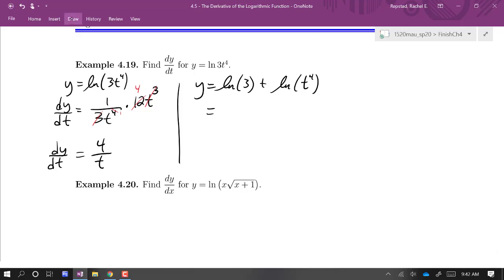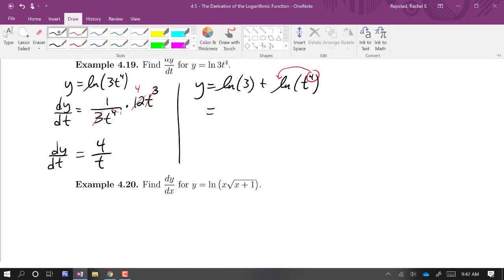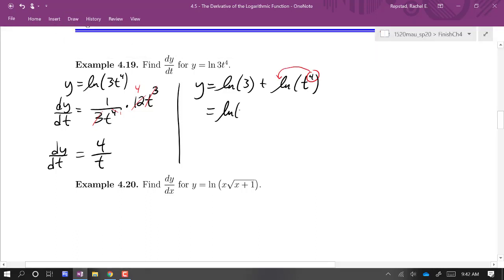And then for this, in the second log here, now I can bring that 4 down in front. So we've got ln 3 plus 4 times ln of t. Now I haven't done any calculus yet. This is still just the y function. But now let's find dy dt.